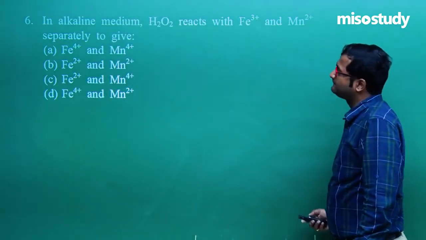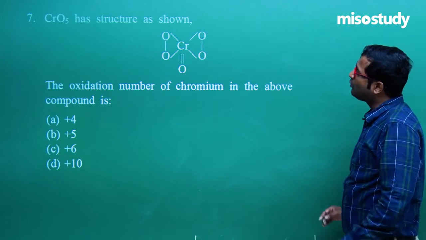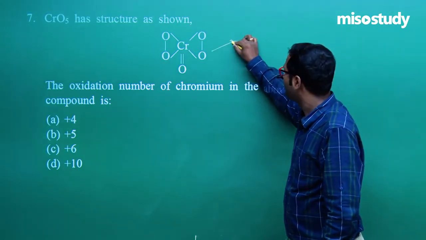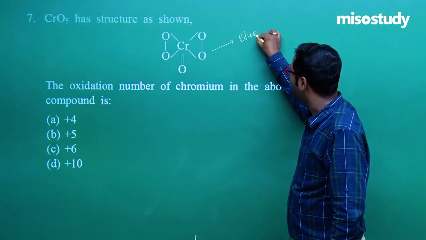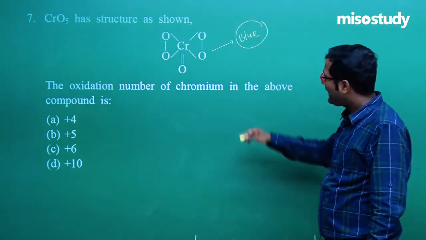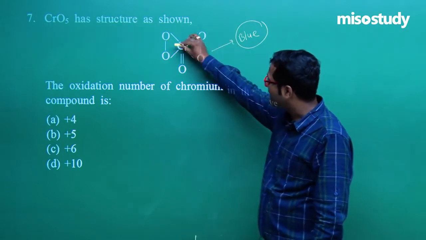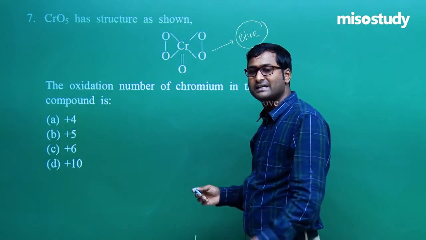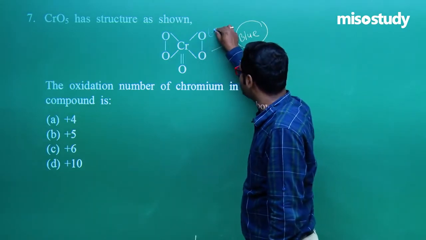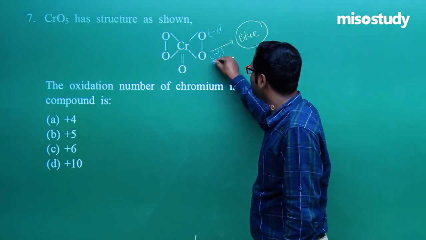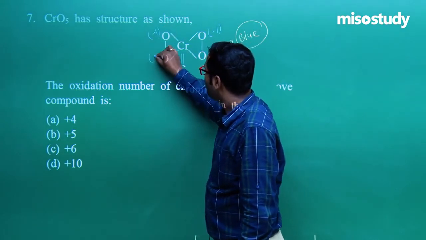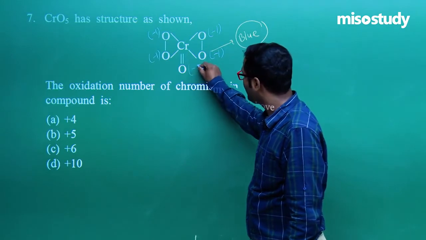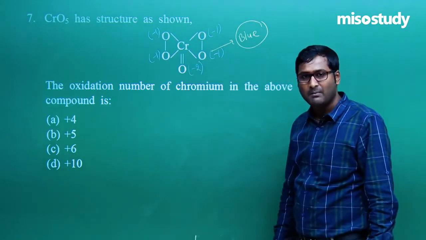Now, CrO5 has a structure. This is the butterfly structure, and the color of CrO5, we people know, is blue. Clear? Here look at it, oxygen is in peroxy linkage. If the oxygen is in peroxy linkage, then oxygen has oxidation state not -2. This one is -1, -1. Clear? But this is not a peroxy linkage. Here the oxygen has oxidation state -2.